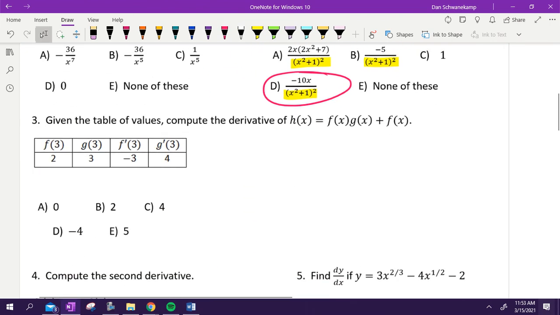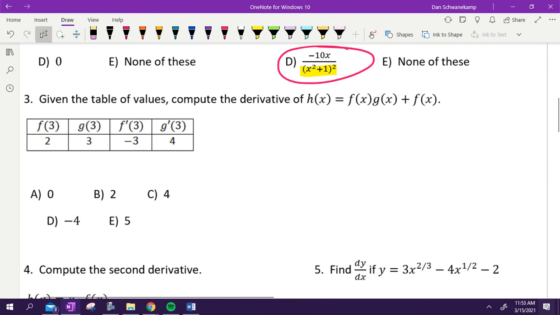Let's go to number 3. Given the table of values, compute the derivative of h of x is equal to that. I just missed this on here, but you are trying to find h prime at 3. That is the ultimate goal. Find h prime at 3. Show me an answer once you get there. We're finding h prime of x.